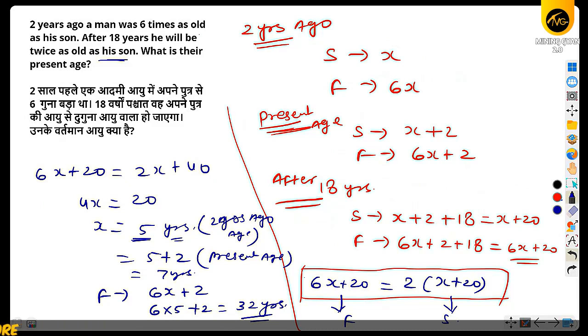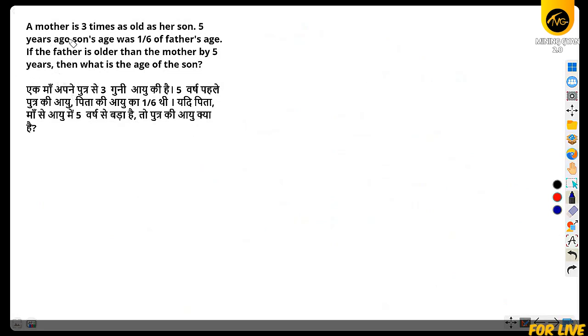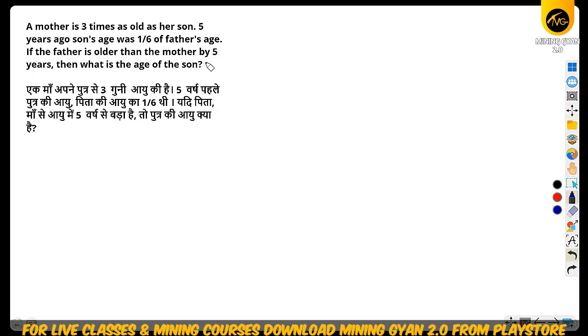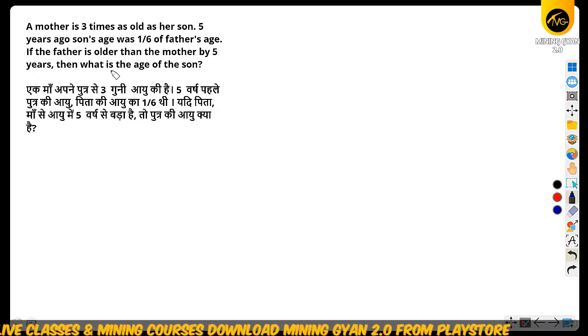Is it clear? Okay. A mother is 3 times as old as her son. 5 years ago, son's age was 1/6 of father's age. If the father is older than the mother by 5 years, then what is the age of the son?